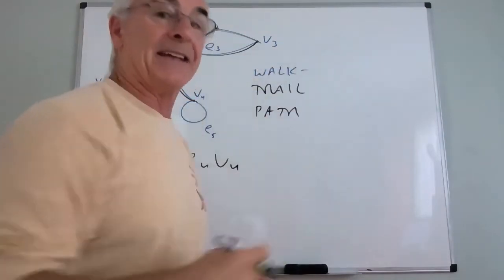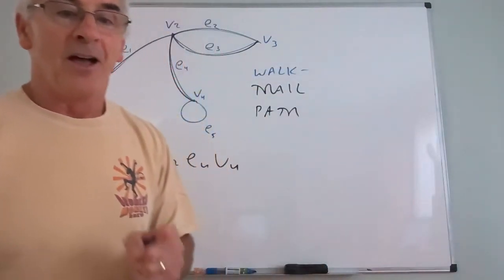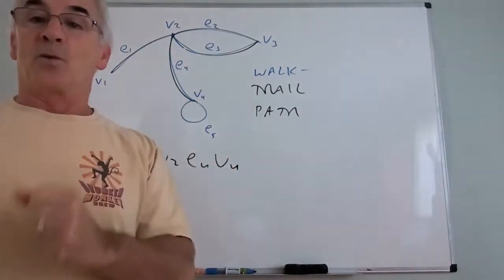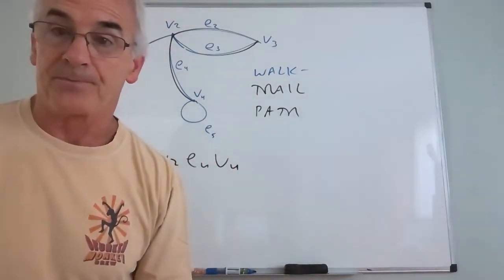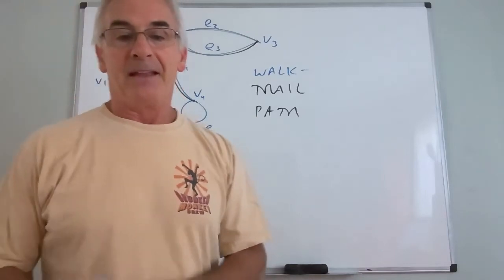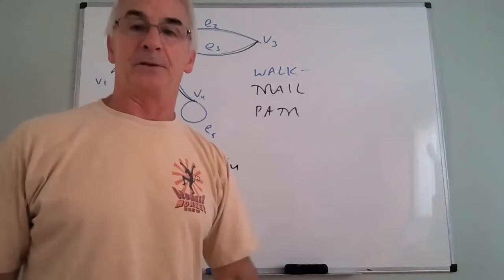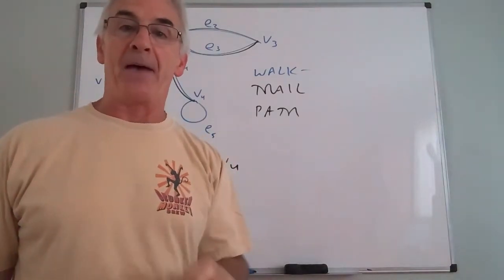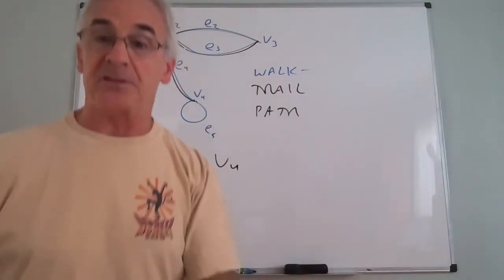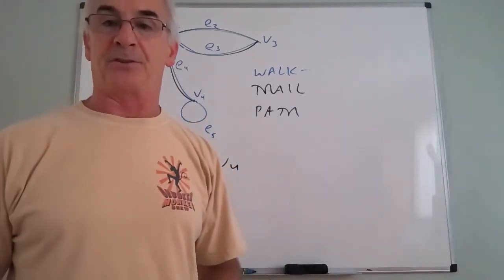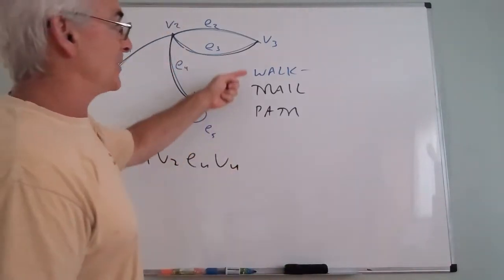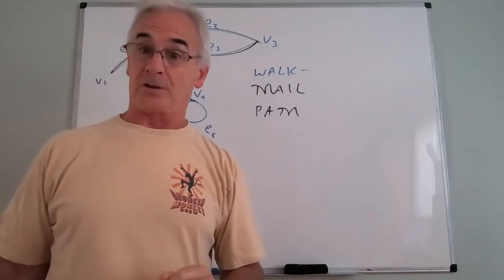So a walk is anything you do, basically. A trail is a walk with no repeated edges. A path is no repeated edges and no repeated vertices. So you could say a path is a walk with no repeated edges or vertices, or you could say it's a trail with no repeated edges or vertices, because each of these is a subset of the one before, clearly.